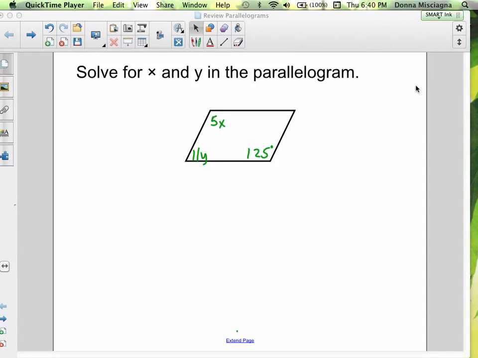Welcome to the Parallelogram Formative Review. Let's solve some problems involving parallelograms. Alright, so here we want to solve for x and y in the parallelogram.